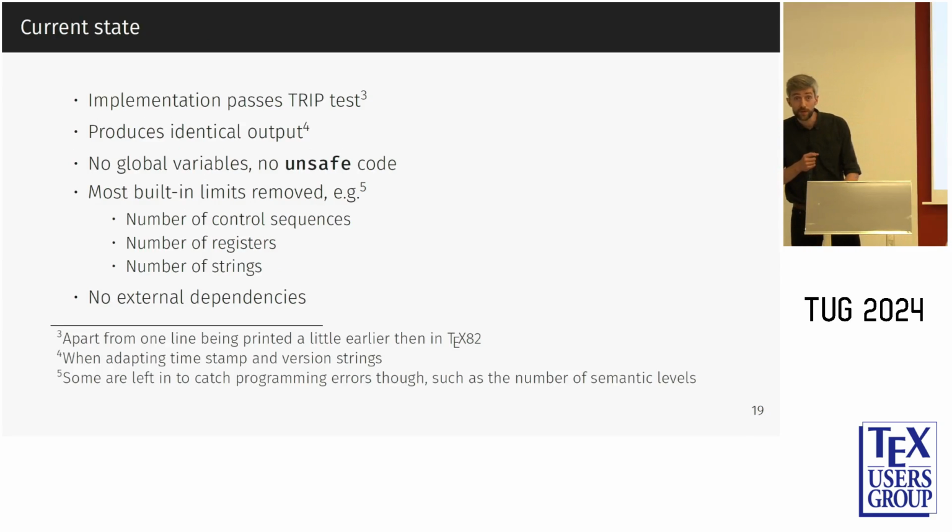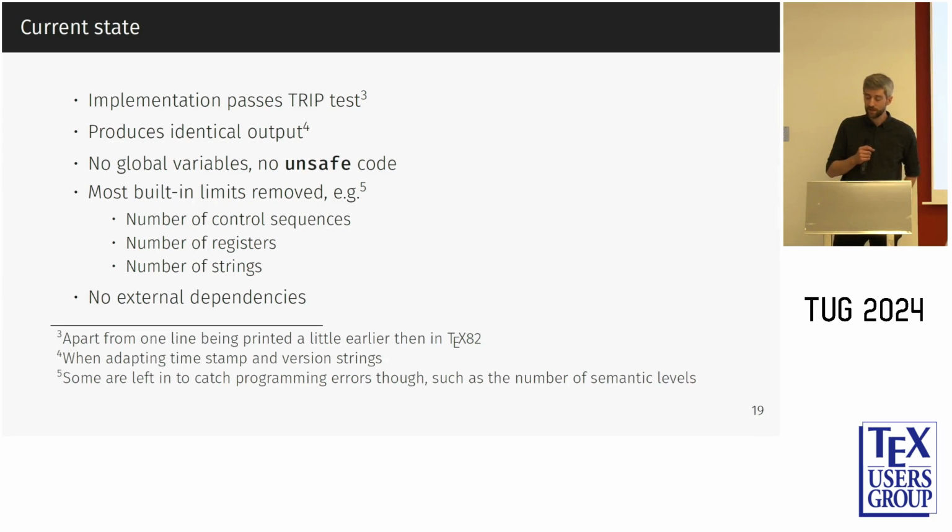So what is the current state of this project? The implementation passes the trip test with a very minor caveat. There is one line that appears in a different place, just because I changed the order of 2 things. It does produce binary identical output, which I verified on my computer with my TeX Live installation. When you adapt the comment strings, the version strings, and the timestamp to the exact same time as then, you can get the binary identical output.